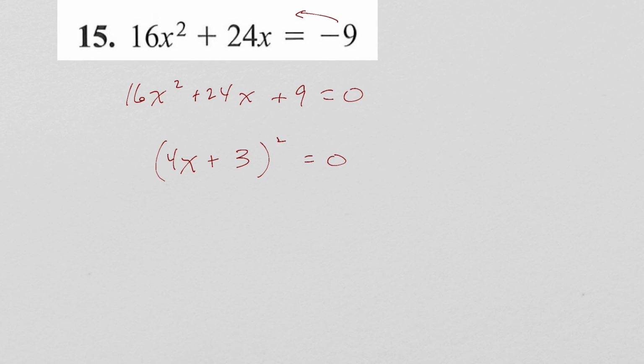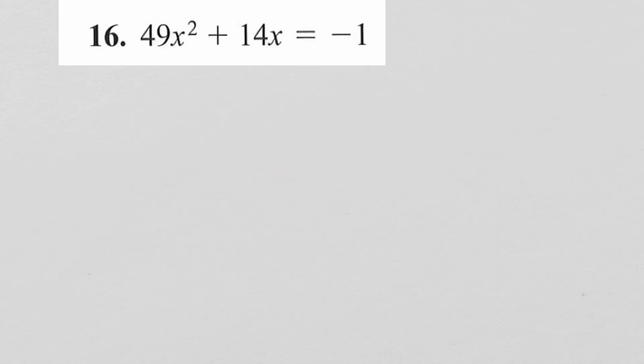And I'm only going to have one answer. It's going to be the opposite of this and this over this. So x is equal to negative 3 over 4. And that's it. Okay, number 16, I'll start by moving this over to set it equal to 0.